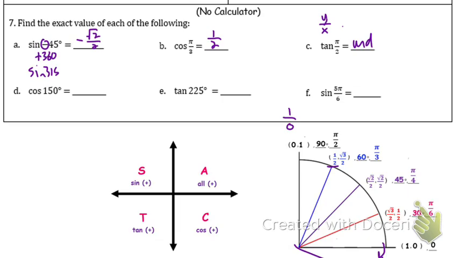Cosine of 150 degrees, that's going to be in quadrant 2. The reference angle for that is going to be 30 degrees. So I'm going to be referencing this information right here. And I do need to make sure that in quadrant 2, remember sine's the only thing positive. If I'm finding cosine, my answer is going to be negative. And so the x value of 30 degrees is going to be square root of 3 over 2.